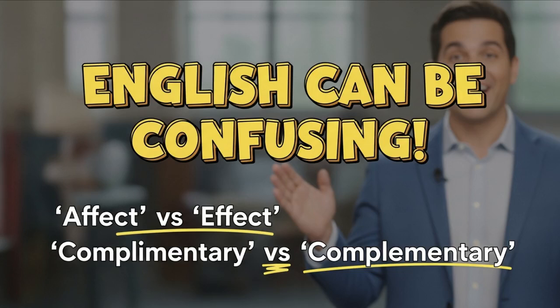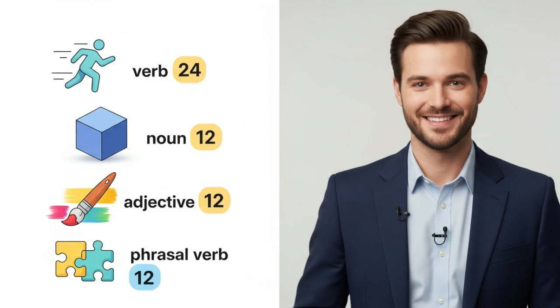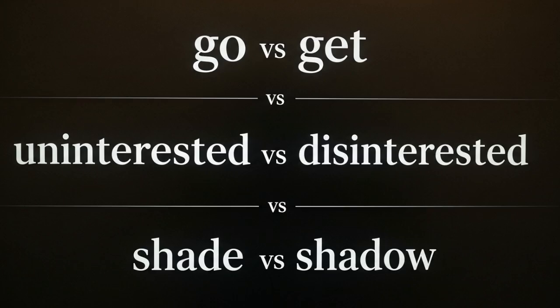We're going to go through 24 verbs, 12 nouns, 12 adjectives, and 12 phrasal verbs. I'm going to explain them clearly with plenty of examples, and I'll even test you with a few little quizzes. By the end of this lesson, you will know exactly when to say go and exactly when to say get. You'll know what it means to be uninterested versus disinterested. And you will know why shade and shadow are not the same thing.